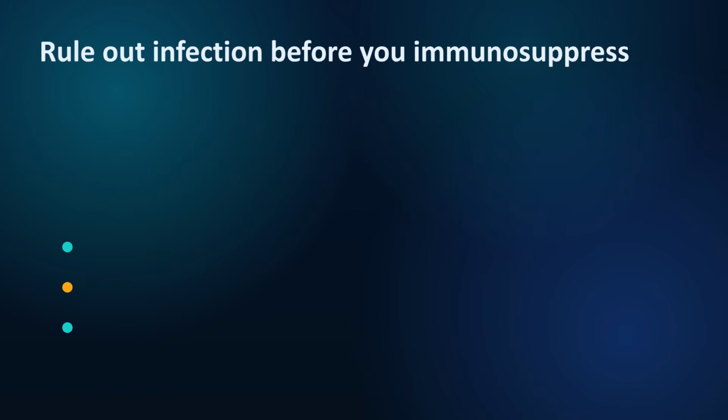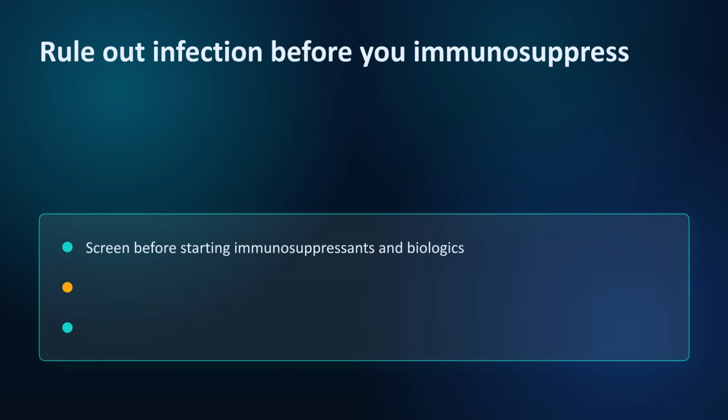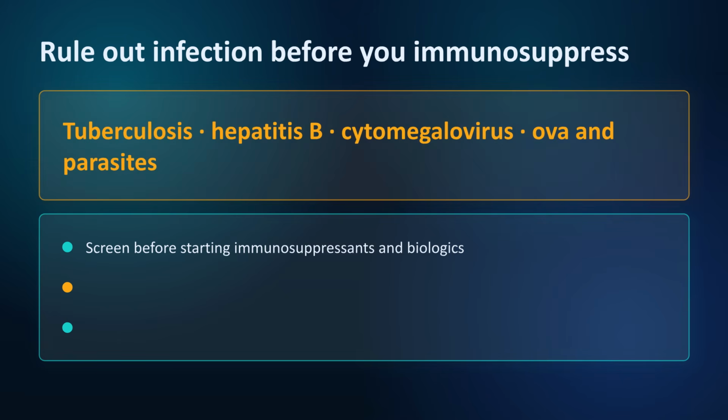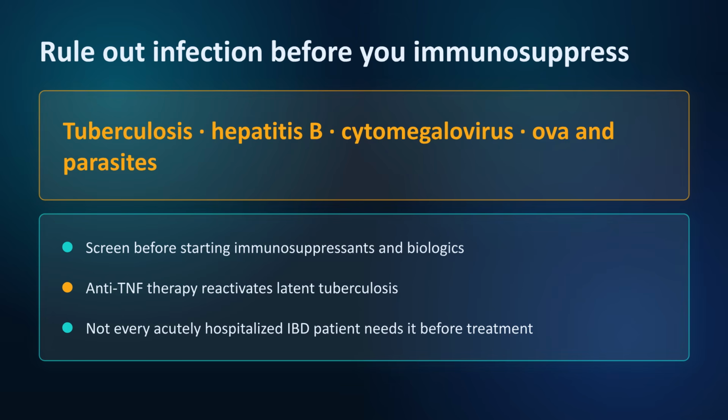Now a rule with real consequences. Rule out infection before you treat with immunosuppressants and biologics, specifically tuberculosis, hepatitis B, cytomegalovirus, and ova and parasites. The reason is direct. Anti-tumor necrosis factor therapy reactivates latent tuberculosis, and it reactivates viral hepatitis. There is one honest caveat. Not every acutely hospitalized patient with inflammatory bowel disease can wait for a full infectious workup before treatment. But that is a considered exception in a sick inpatient, not a shortcut in clinic. Screening is cheap. Reactivated tuberculosis on a biologic is not.